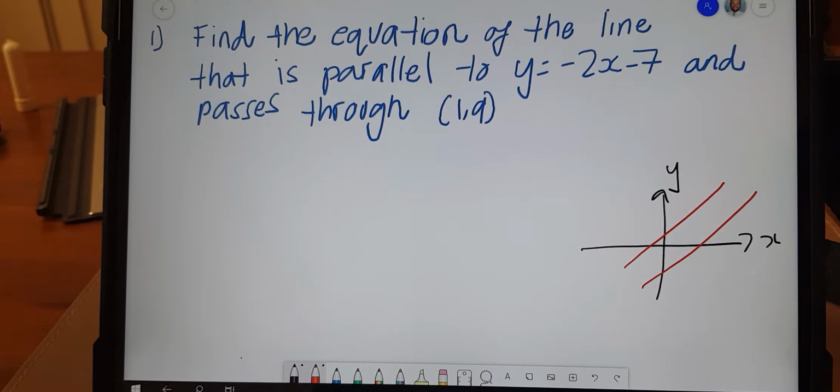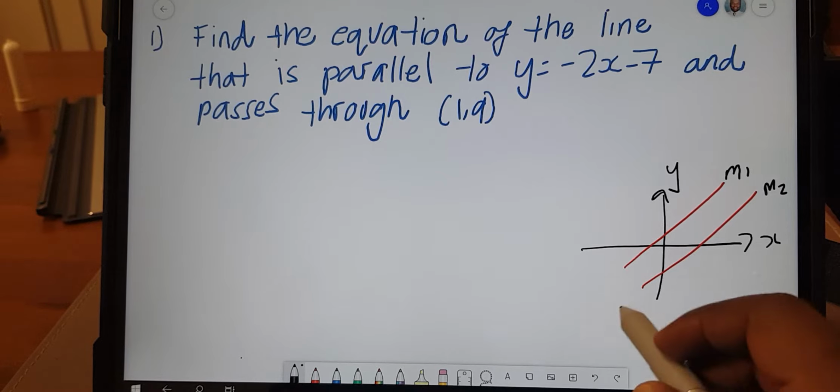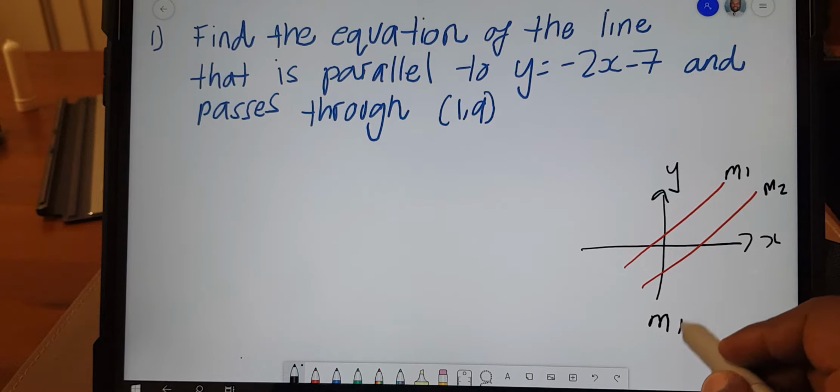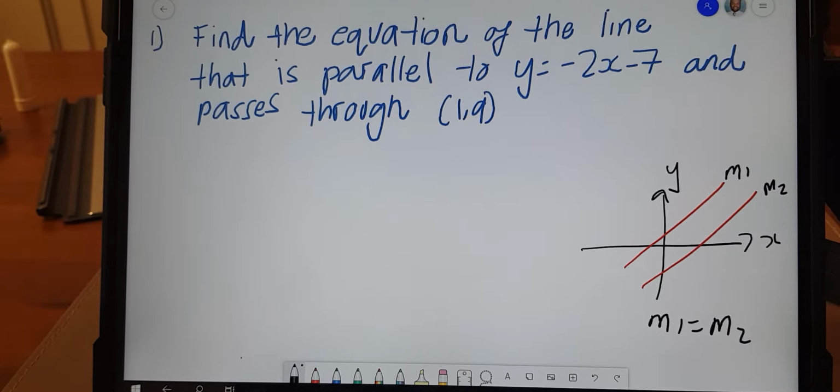Now let's say that these two parallel lines have the gradients m1 and m2. When you want to find out the difference between parallel and perpendicular lines, you need to answer with respect to the gradient. In parallel lines, your gradients are the same. In other words, parallel lines have the same gradient.